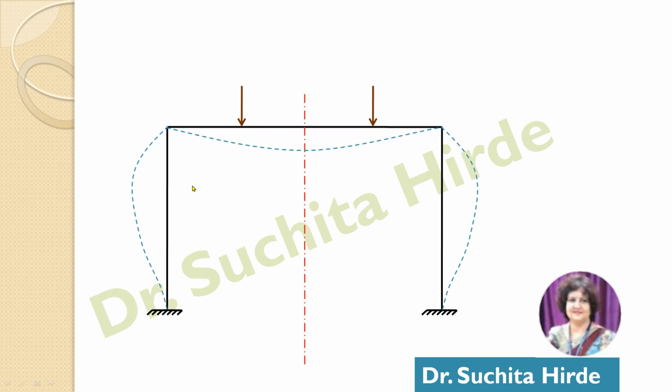If you draw a tangent to the deflected shape like this, the slope theta is in clockwise direction. Then on the other side, that is on the right side, if you draw the tangent, the theta will be in anti-clockwise direction, that is in opposite direction to this. So theta on right side is equal to theta on left side but in opposite direction.